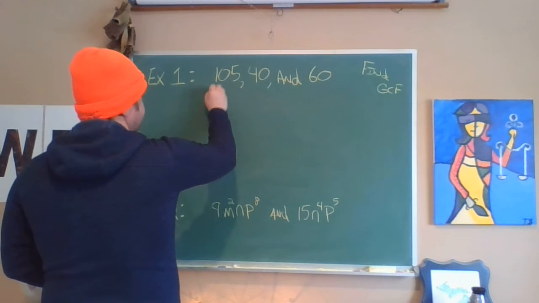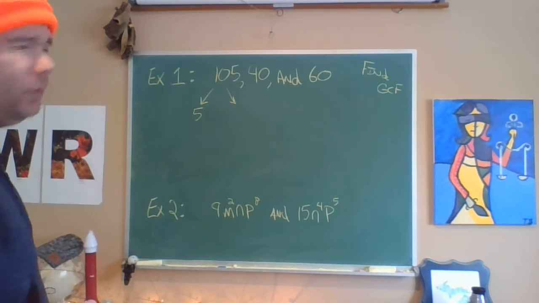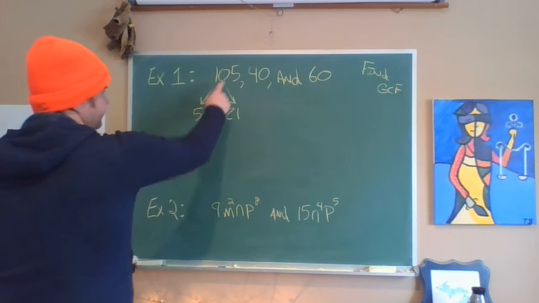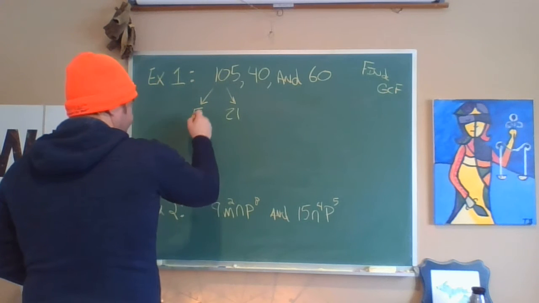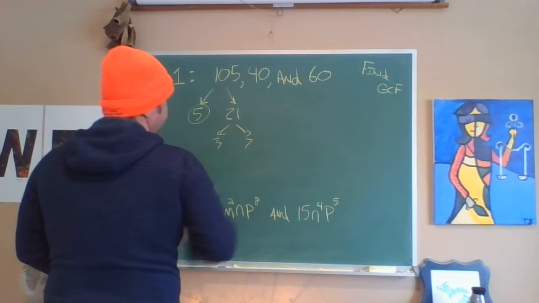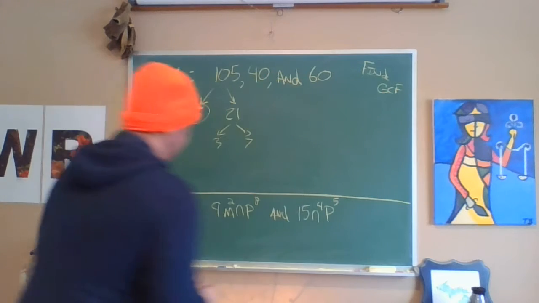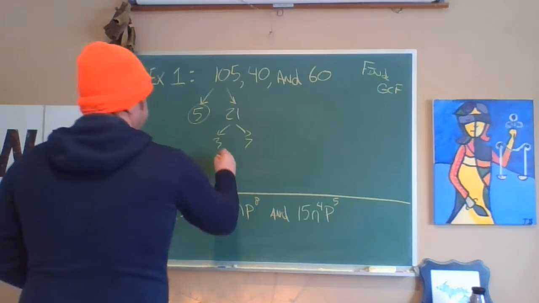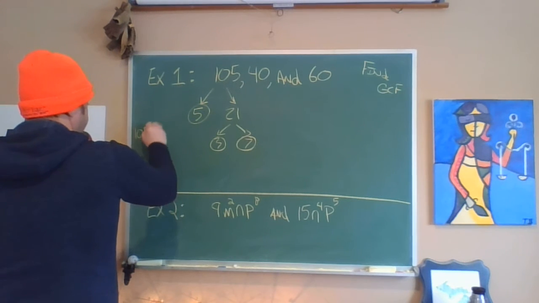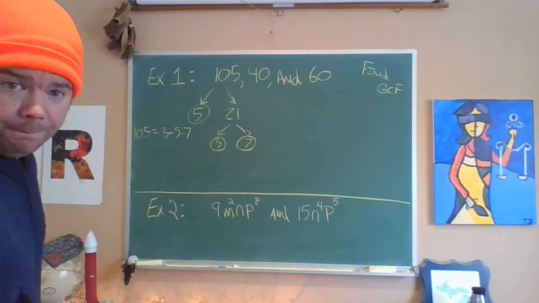So we've got to break down each of these numbers into their prime factorization. Let me try to do this. 105 is 5 times 21, I think. That's the first part of this factor tree for 105. 5 is already a prime number, so we're good there. And then 21, of course, factors into 3 and 7. I'll draw myself a line here so I can organize my work, and I'll finish up the prime factorization for 105 over here. 105 equals 3 times 5 times 7.